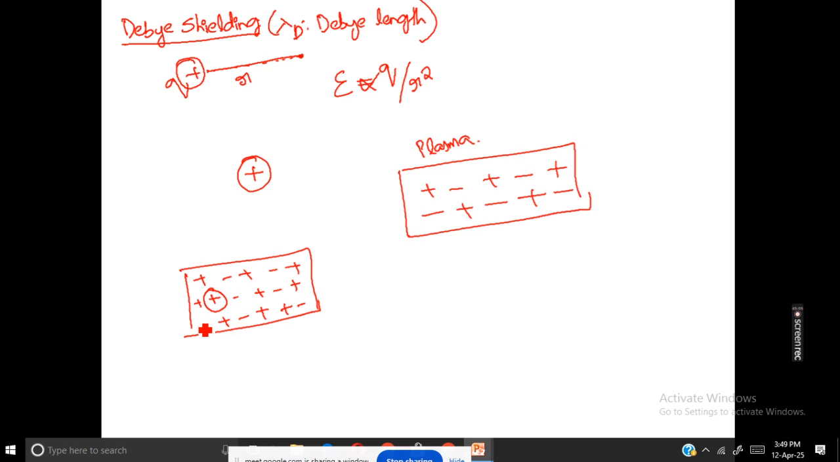The rest of the plasma will not be coming under the influence of this charge or will not realize that a positive charge is present at some point in the plasma. So if we place a charge in the plasma, it will attract opposite charges and repel like charges from it. Once we place the charge within it, the plasma has both positive and negative charges. The charge will start attracting negative charges towards it, whereas it will start repelling the positive charges.